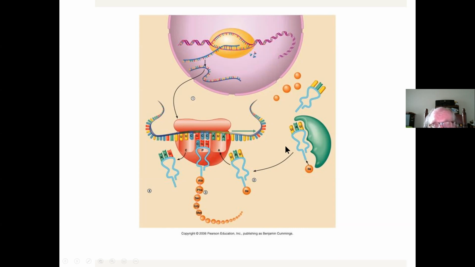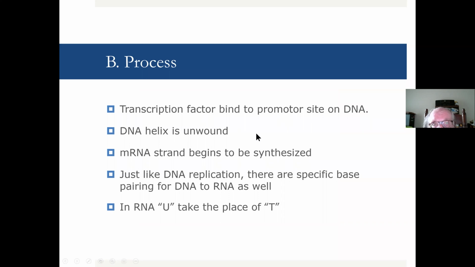And then once this is released, you have the next one in line, and you have another one here. This is an enzyme. Remember, enzymes have a lock and key formation where the transfer RNA and the amino acids are going to fit right in, lock and key. They're going to undergo a configurational change, and then that amino acid is going to attach to the transfer RNA. Transcription factors bind to the promoter site. The DNA helix is unwound. The mRNA strand begins to be synthesized, just like DNA replication, with specific base pairing for DNA to RNA. In RNA, U takes the place of T.